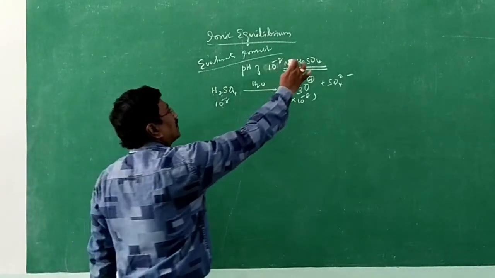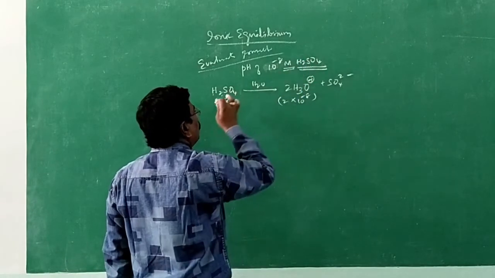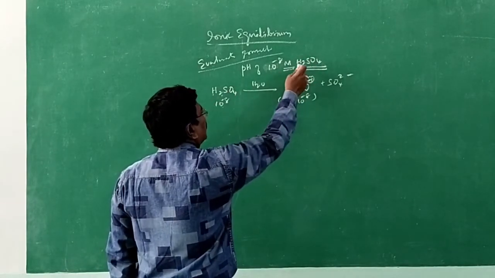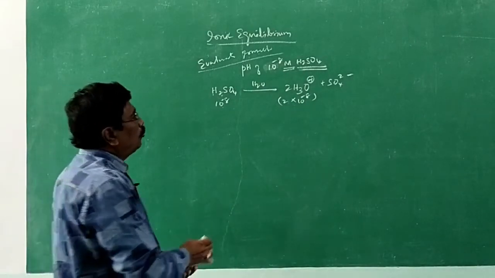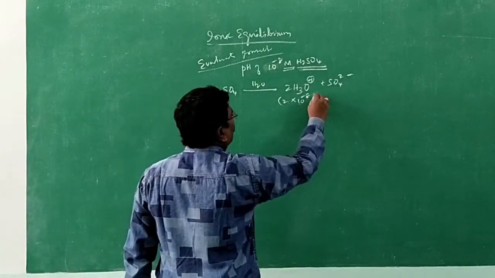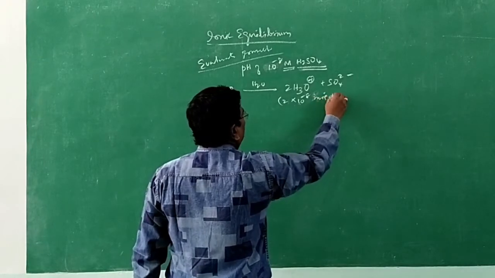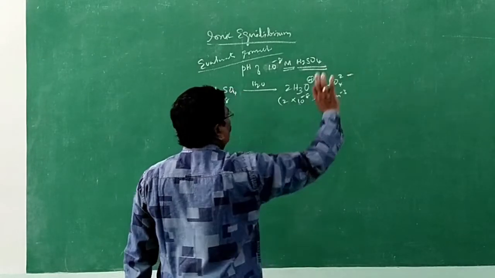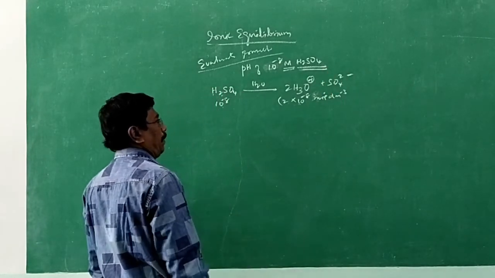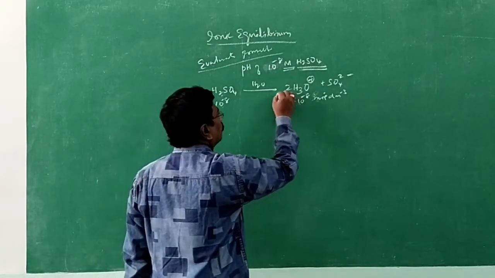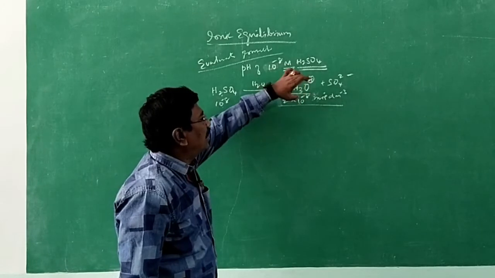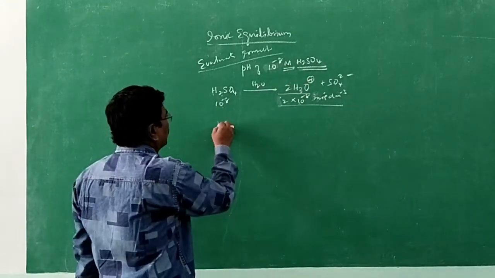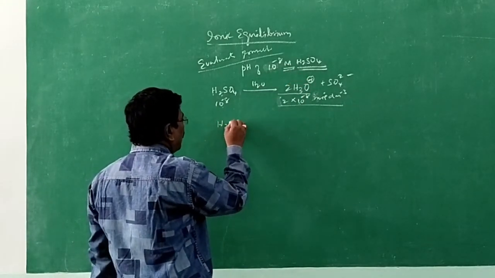Now it is sulfuric acid given in molarity. 1 mole should give 2 moles of hydrogen ions because the basicity of sulfuric acid is 2. So 2 into 10 power minus 8 mole per decimeter cube. Of course, sulfate ions 10 power minus 8 only, that we are not bothering. Our interest is to find out the hydrogen ion concentration. Since it is a very weak acid of the order of 10 power minus 8, the concentration of hydrogen ions available from water cannot be neglected.